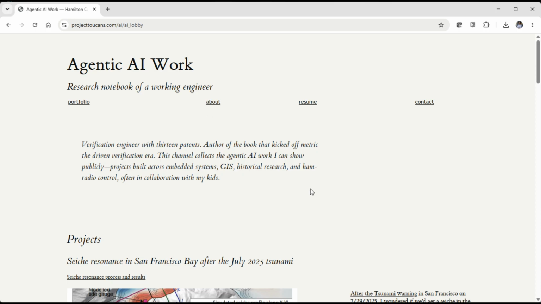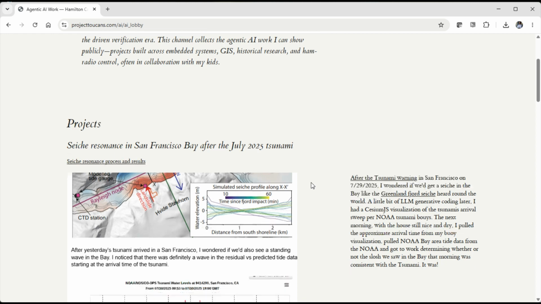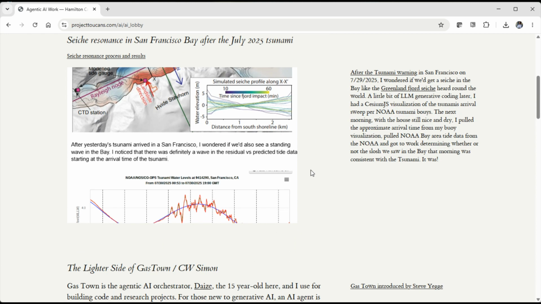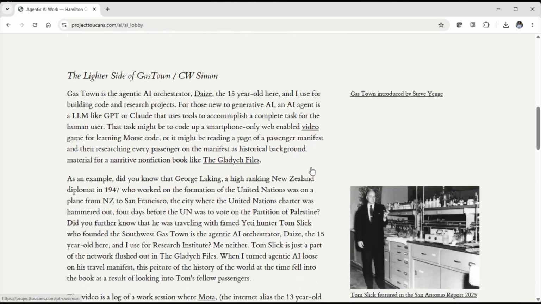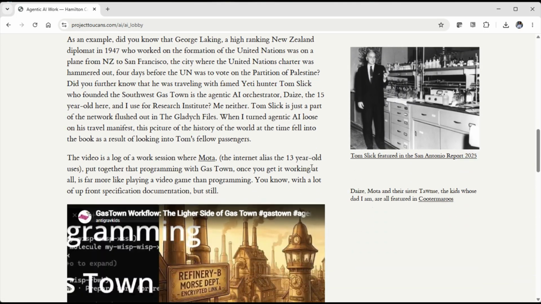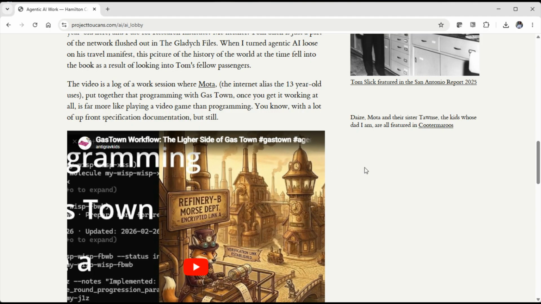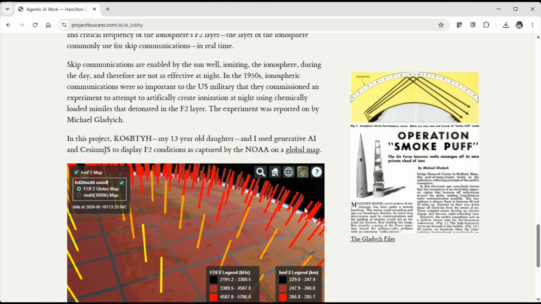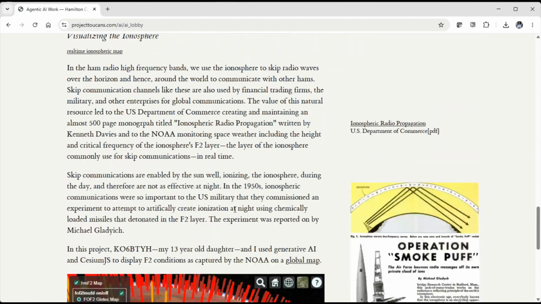I can't talk about that in a portfolio, but what I can do and what I do is build projects using the same kind of technologies. Lately, it's been AI with the kids. And so this page highlights those projects, what it's like to work with AI, what you can do working with AI with kids, and projects that we've built.